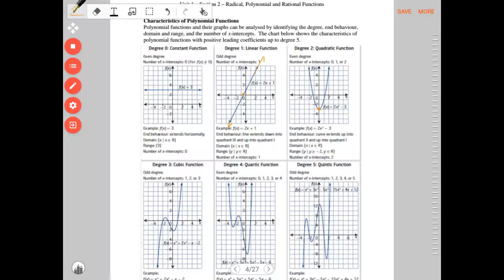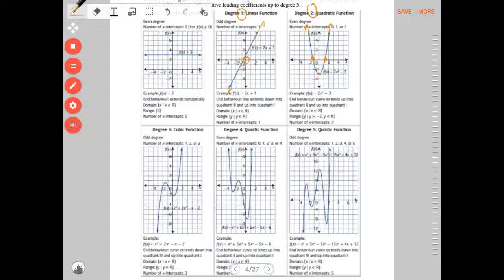Not a big deal. There are 2 x-intercepts. Hey, look, degree 2, 2 x-intercepts. Degree 1, 1 x-intercept. And hopefully you're seeing the pattern there. Anyways, the parabola extends up into quadrant 2 and up into quadrant 1. Okay, so then a cubic function looks something like this. So check this out. Degree 3, 1, 2, 3 x-intercepts. Nice. Again, extending upward into quadrant 1 and downward into quadrant 3.